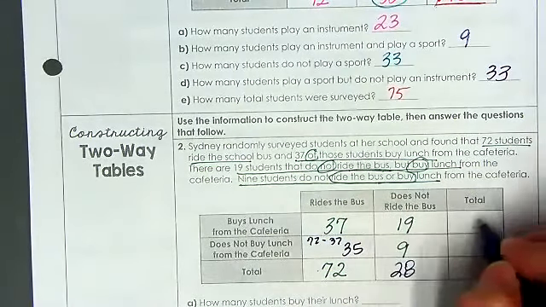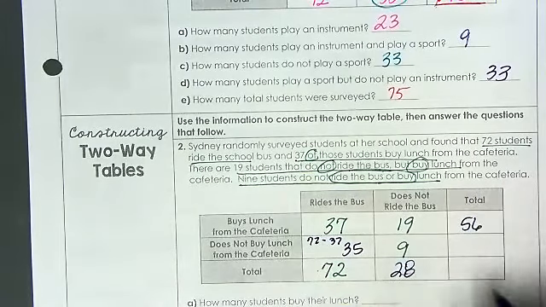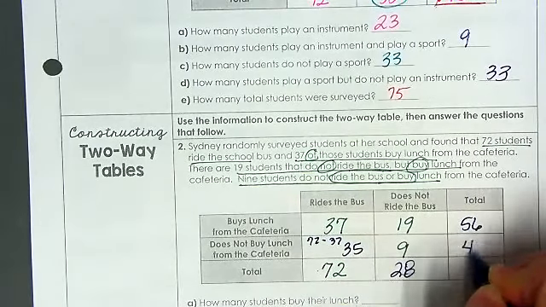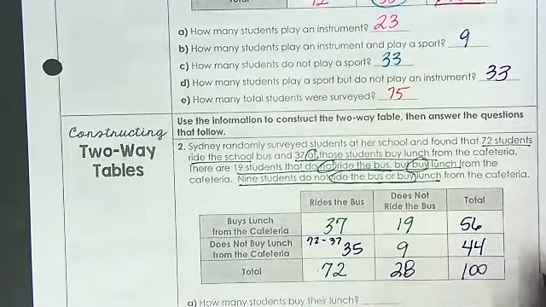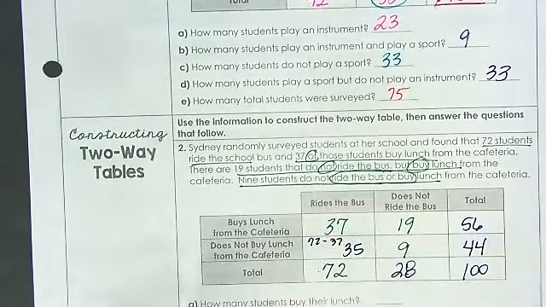37 plus 19 is going to give me 56. 35 plus 9 is 44. 72 plus 28 is 100. And now that I've filled out my two-way table, now we can answer the questions.